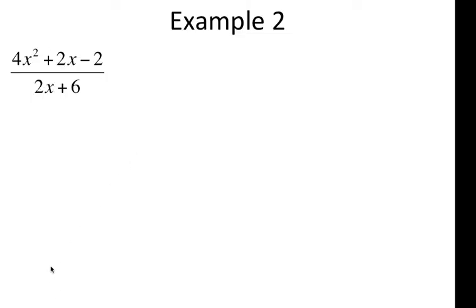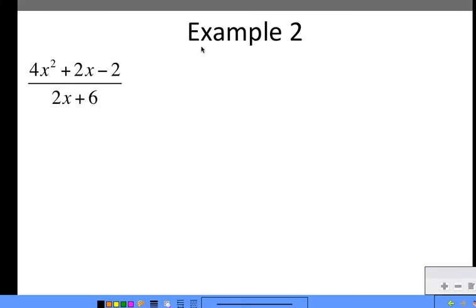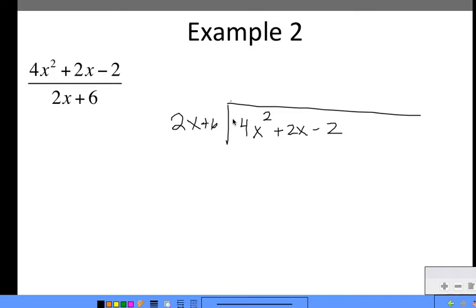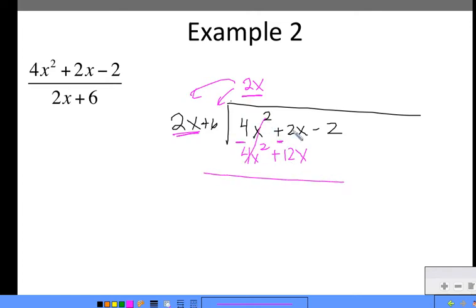So today we're just going to practice a couple of these. Our next one here, let's write it with our long division. We see we have all of our powers listed, so we don't have to add any zeros. So we have 4x squared plus 2x minus 2 divided by 2x plus 6. Our first thing, 2x times what gives us 4x squared? Well, that's 2x. Multiply it out, so we have 4x squared plus 12x. Now we subtract away, so that's 0. 2 minus 12, negative 10x. Bring down the negative 2.